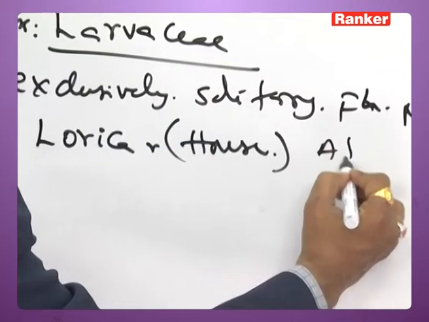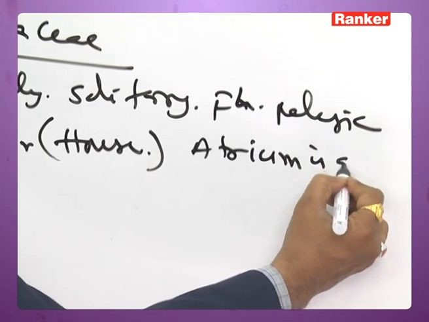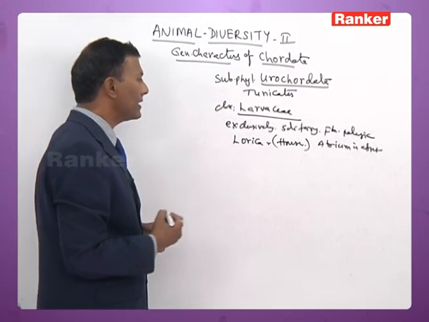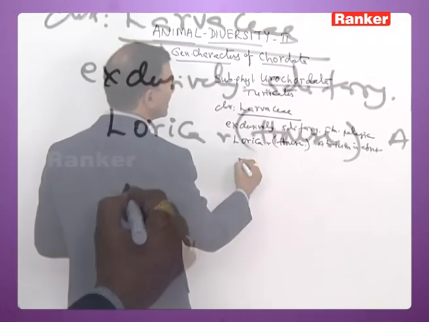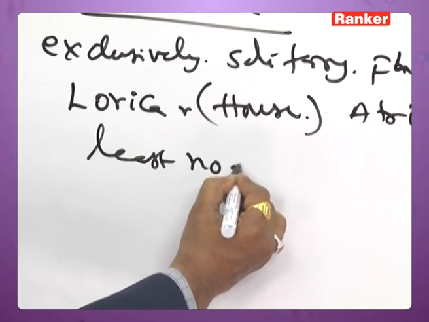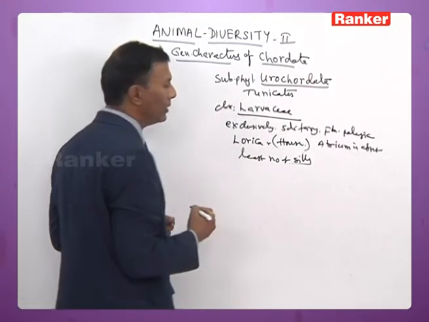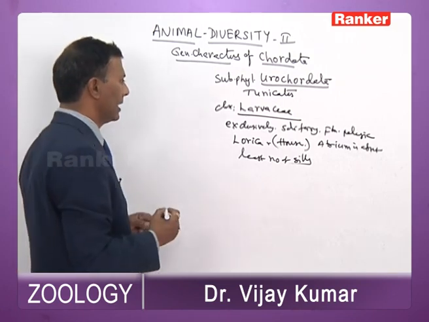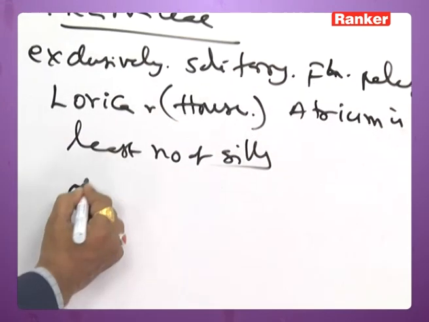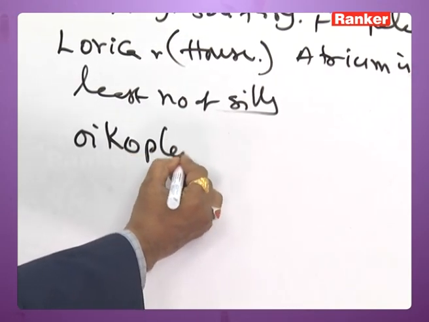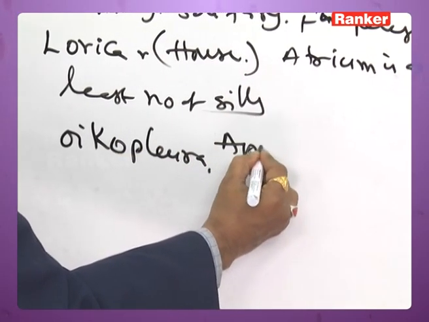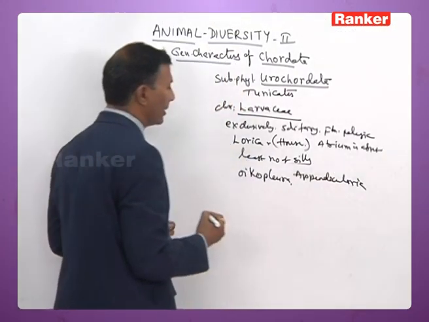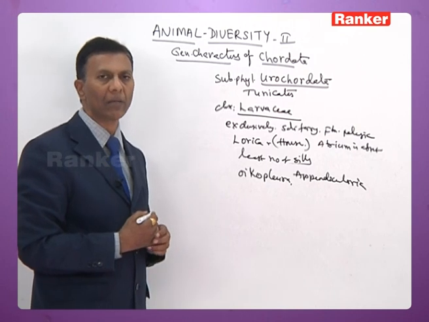Then atrium is absent in these members. Then the Larvaceae members are known for the presence of least number of gills. One of the unique characteristics of Larvaceae is presence of least number of gills. Then examples for Larvaceae is Icopleura. Another example is Appendicularia.